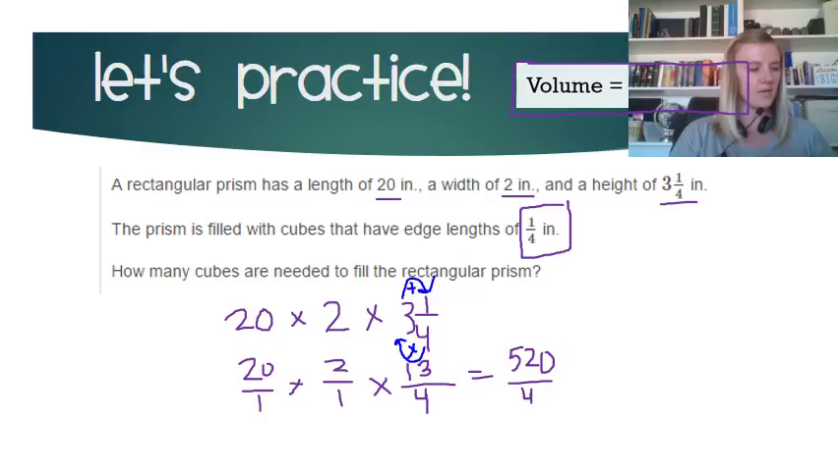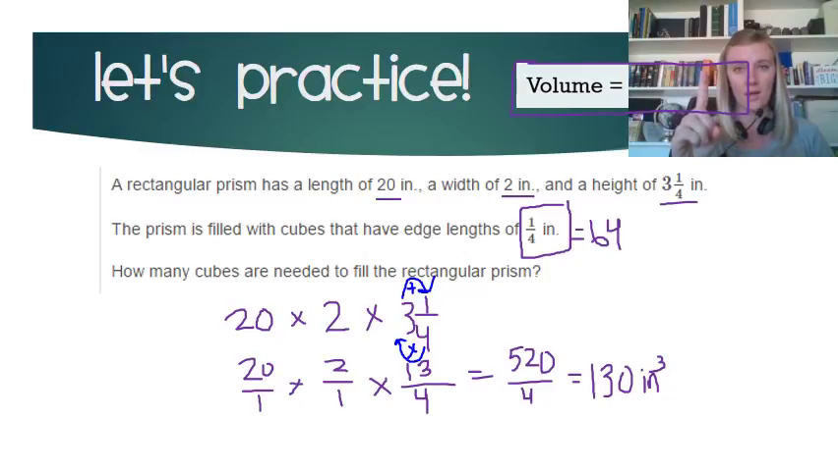So 520 divided by 4 is going to give me 130 inches cubed. That's the volume of my shape. However, my prism is filled with cubes that are 1/4 inch, 1/4 of an inch. So if you go back to your cheat sheet, you know that there are 64 1/4 inch cubes for every 1 whole cube.